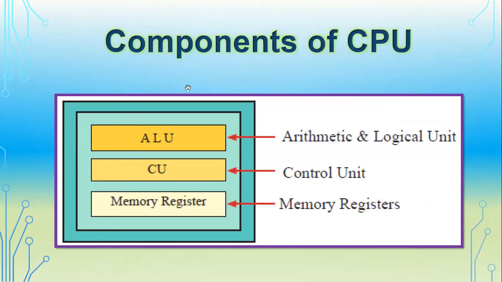Now I think you have a question. What are the tasks of the CPU? Okay students, before going to learn about the tasks, I am going to discuss the components of the CPU. Mainly, there are three types of components. First one, arithmetic and logical unit, ALU. Second one, control unit, CU. Third one, memory registers. Okay, now we are going to learn each one.